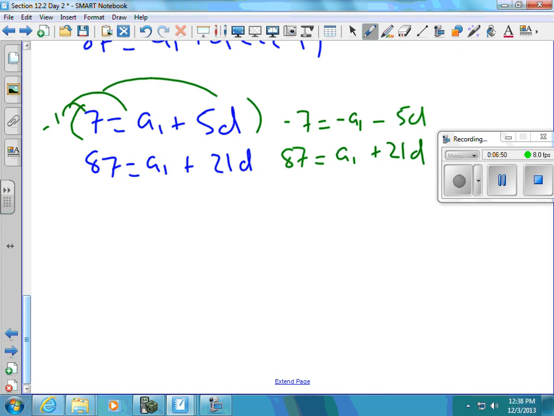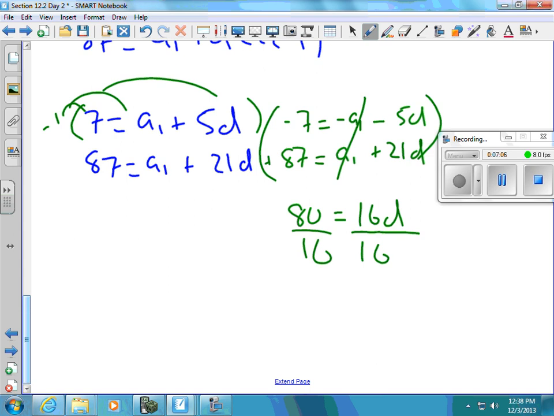So now I'm going to add these two equations together. That means I'm just going to add vertically. 87 and negative 7 is 80. The a sub 1 and negative a sub 1 cancel out. And I get 16d. I divide by 16, and I end up with d equaling 5. And guess what? That's what we got before, didn't we? We had the slope, rise over run, 80 over 16. It's the same. It's going to come up with the same values.